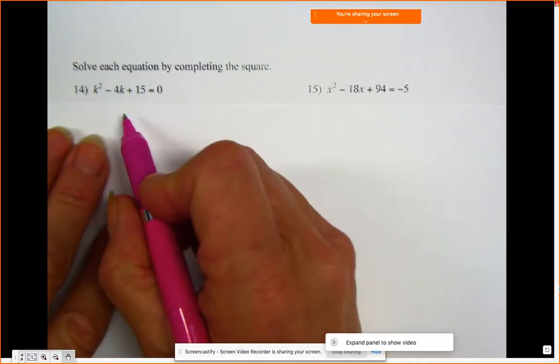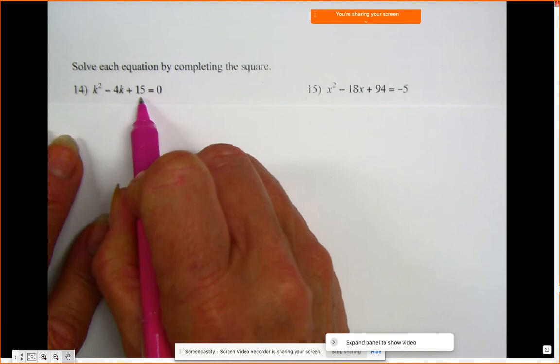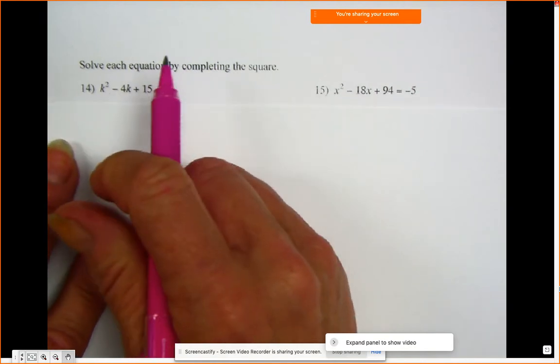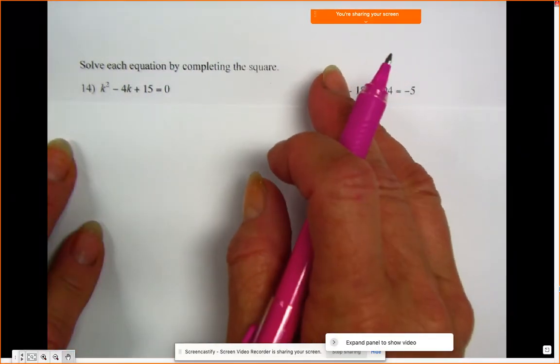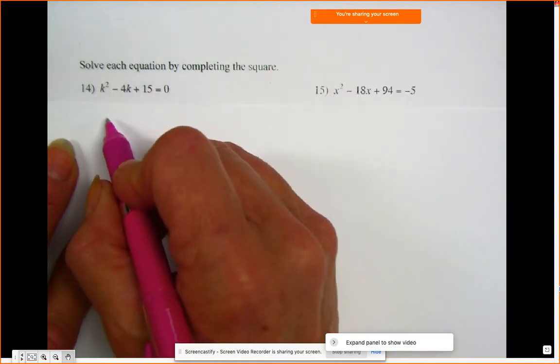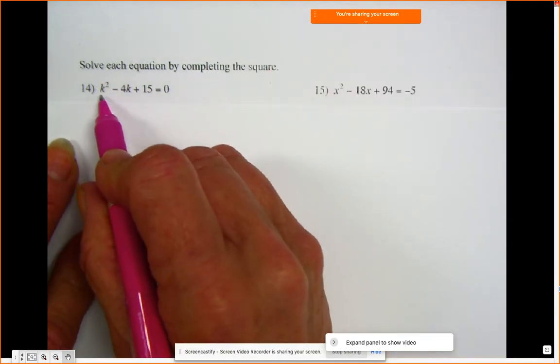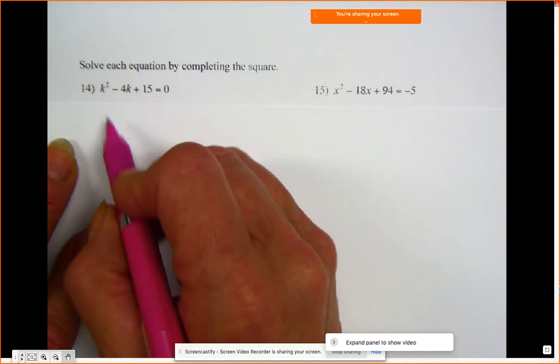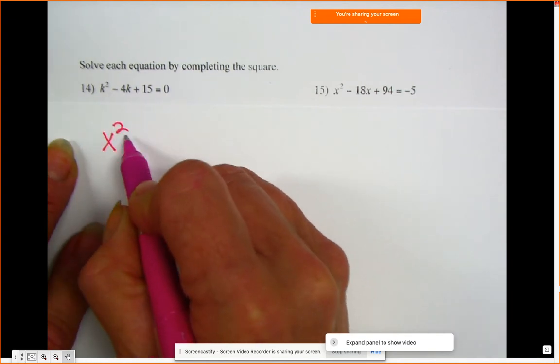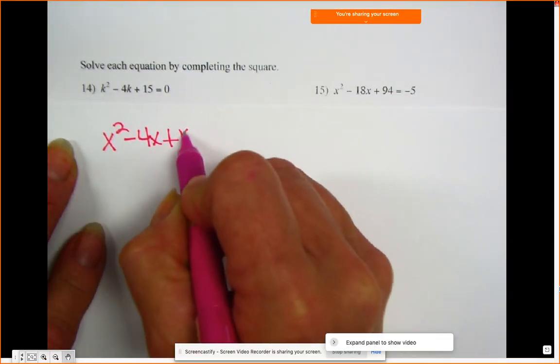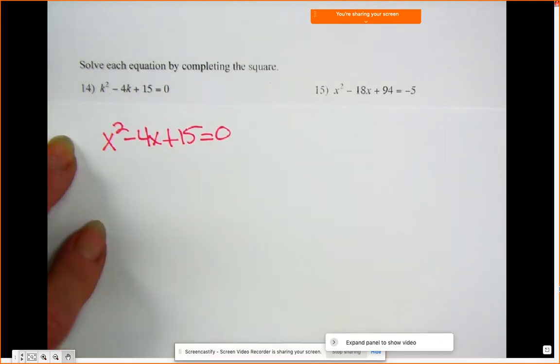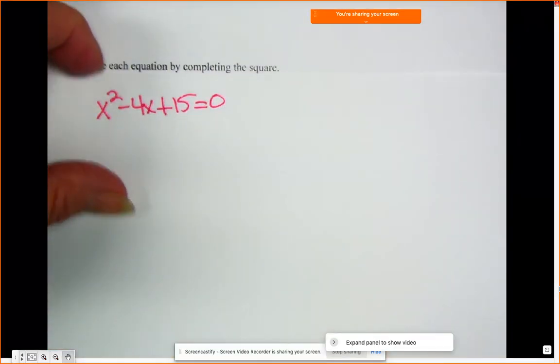Okay, the first step is I would like to get this 15 out of the way because right now it's not factorable. It's not a perfect square. So I need to go ahead and complete the square. I'm going to switch to the letter X, guys. I can't use K. Sorry. X squared minus 4x plus 15. I haven't changed anything, but I just changed the letter. I really don't think they should use other letters, but that's me personally.